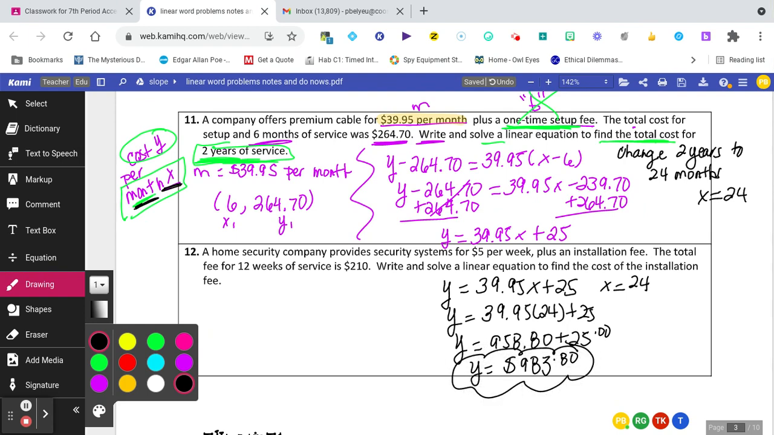So if you rent that service for 24 months, the cost to you will be $983.80. Make sure you pause the video and take notes, guys. I'm about to erase in just a minute. All right, let me erase it.